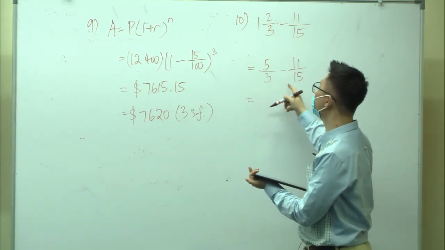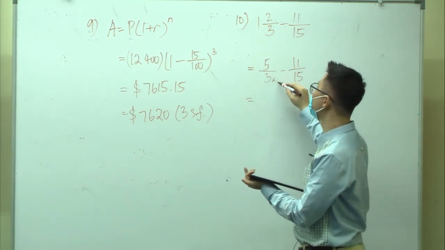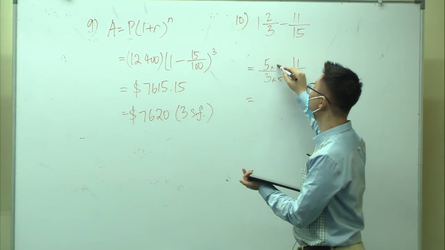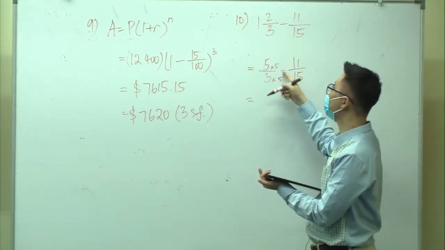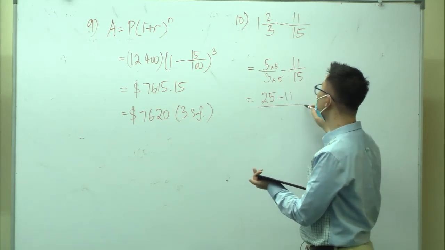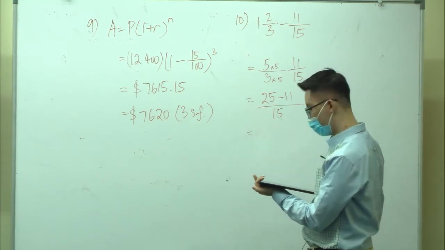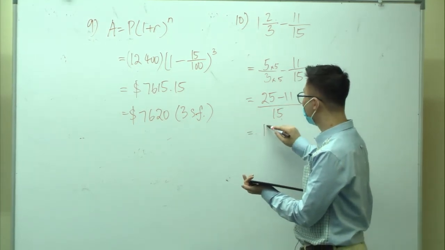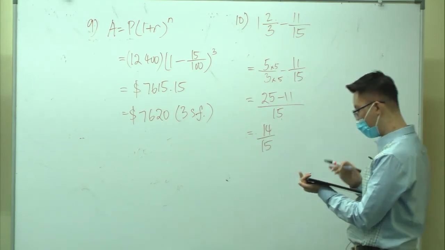What should we do here? Make sure their denominators are the same. Times 5, times 5, right? 3 times 5 you get 15. If it is times 5, the numerator also needs to times 5. 25 minus 11 over 15. Now from here, 14 over 15. You got this, full marks, 3 marks.